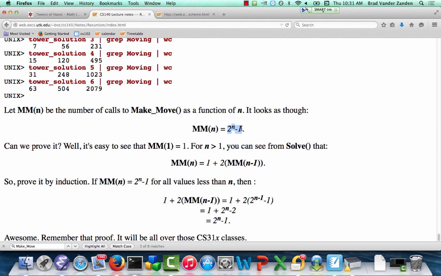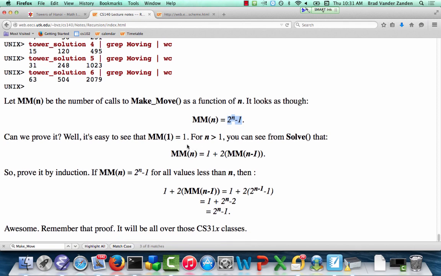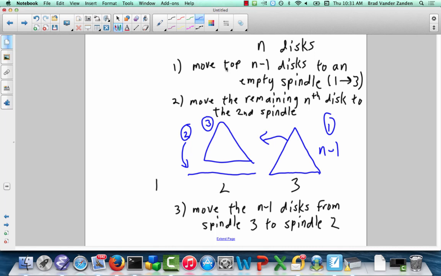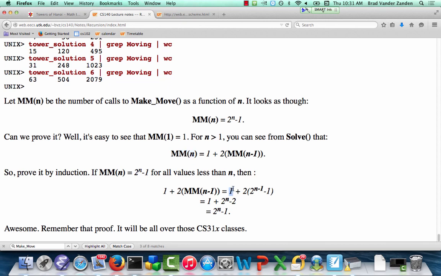And the question is, can we prove it? Okay? The answer is yes. In your math classes, you may have had some experience with recurrences. So if you're trying to count the number of moves, he's abbreviating make move as MM. So the number of moves required for n pieces, well, if we go back and look, we move the top n minus 1 disks, then we move the remaining nth disk, and then we move the n minus 1 disks again. So this 1 represents the movement of disk n to the empty spindle. And then twice we move a pile of n minus 1 pieces. So that's the recurrence. That's the number of moves required for n.